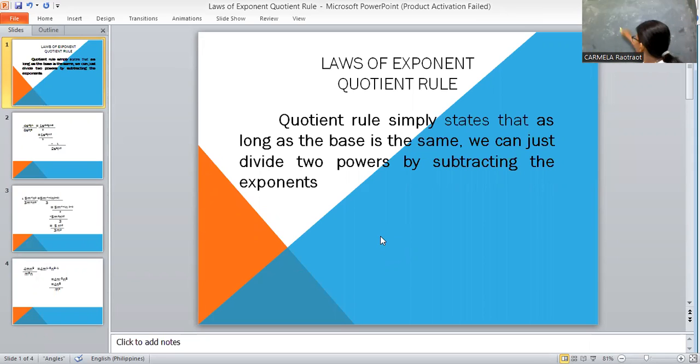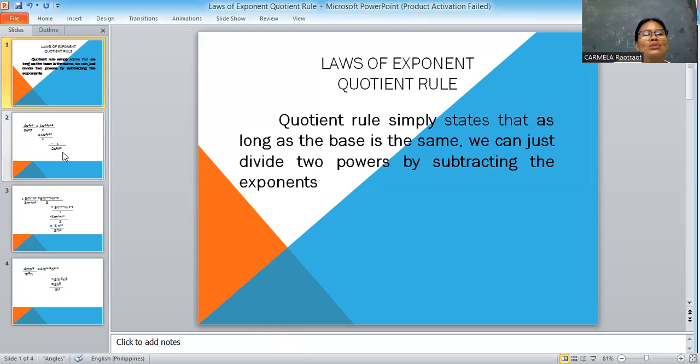B raised to the power of 4 over b raised to the power of 2. So what we're going to do with this? In the quotient rule, the first thing that you are going to do is check whether the numerator and the denominator have the same bases. Are they the same? Yes, b. And the next is you are going to subtract the exponents. So 4 minus 2. Therefore, your answer is b raised to the power of 2. So let's have another example.